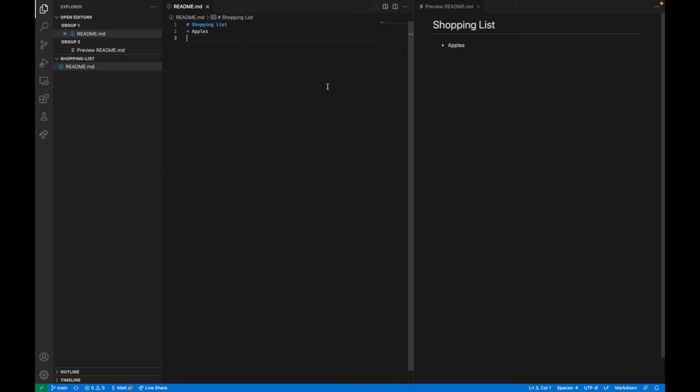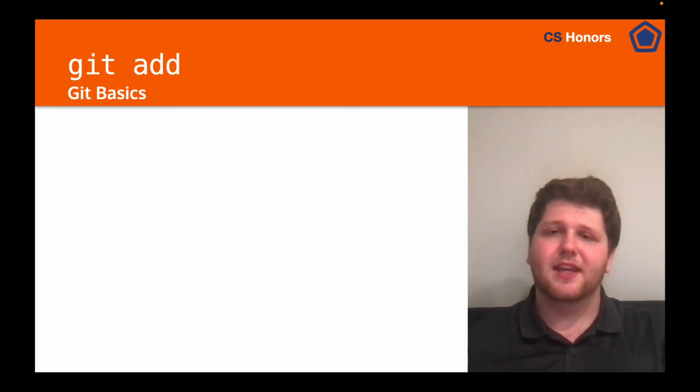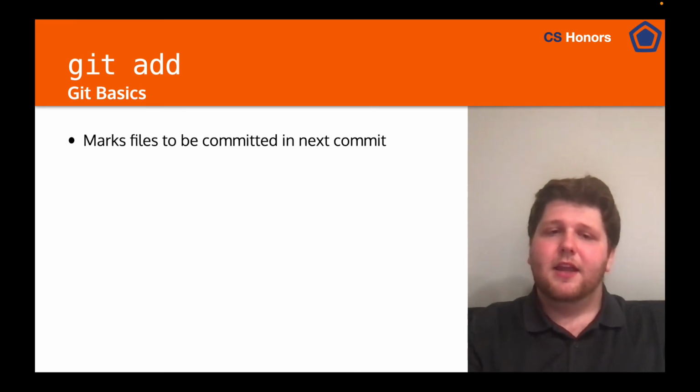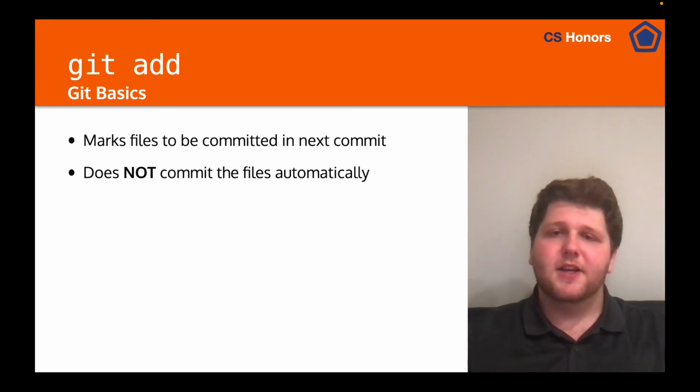So now that we've got that, let's take a look at how we can make our own changes to these files. So the next command is git add. Git add is what tells Git which files we want to be committing or taking that snapshot of the next time we run the commit command, right? So it also doesn't automatically commit the files. You need to run git add before you run git commit.